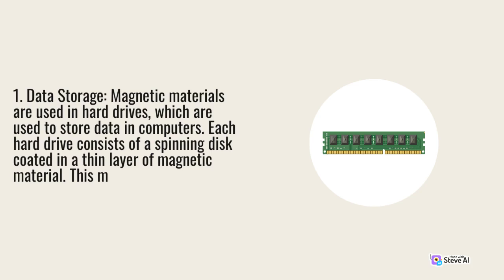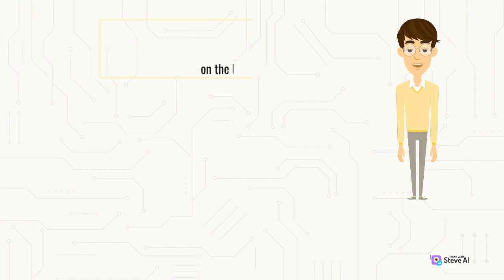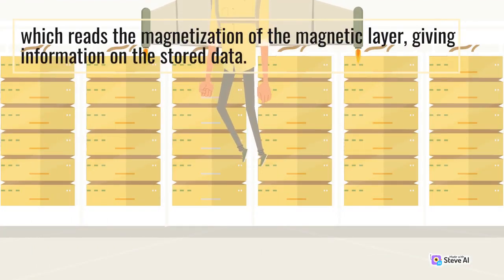This magnetic layer has tracks etched onto it, and small magnets are used to represent data. Each magnet is polarized, representing either a 1 or 0. The data on the hard drive is read by a read/write head, which reads the magnetization of the magnetic layer, giving information on the stored data.